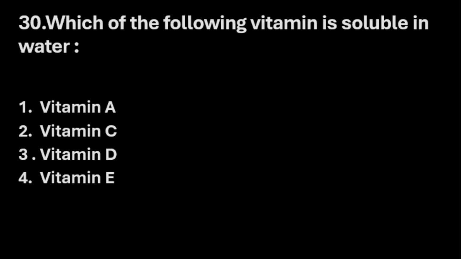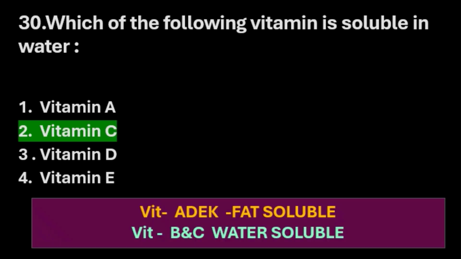Next question, which of the following vitamin is soluble in water? Option 1 vitamin A, option 2 vitamin C, option 3 vitamin D, and option 4 vitamin E. Right answer here is option 2 vitamin C. Here vitamin A, D, E, K are fat soluble vitamins and vitamin B and C are water soluble vitamins.